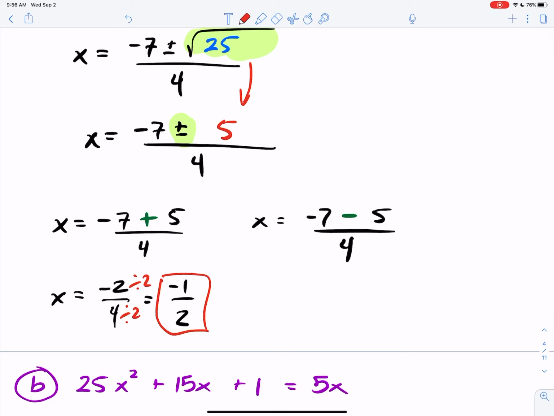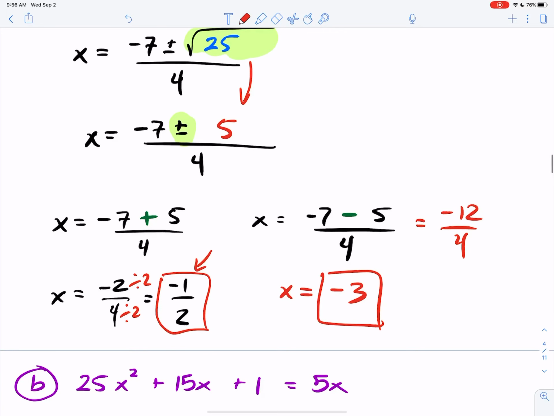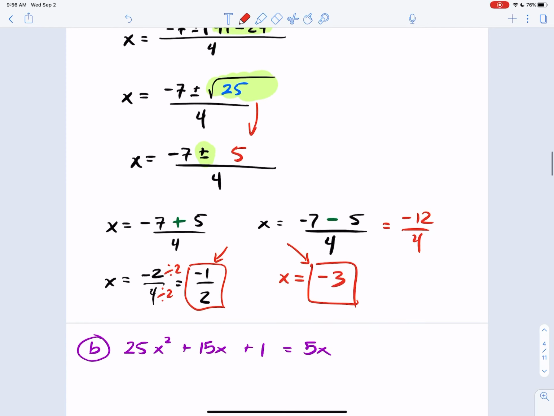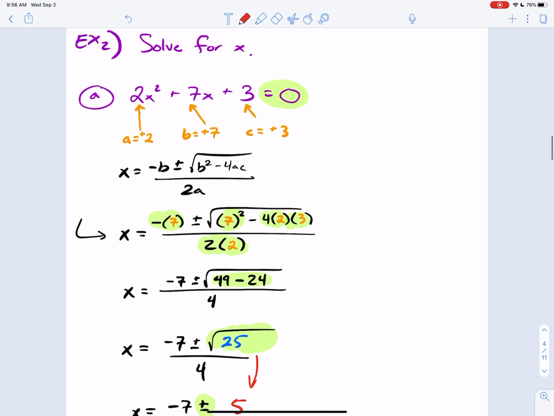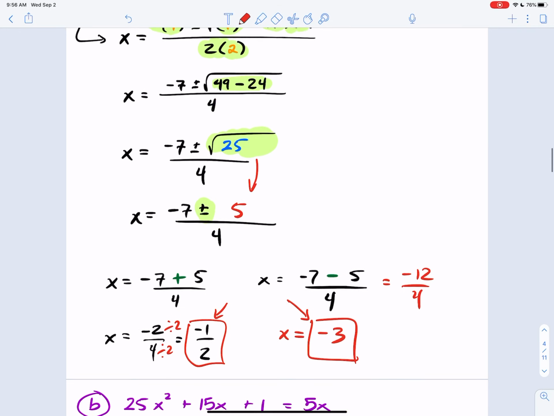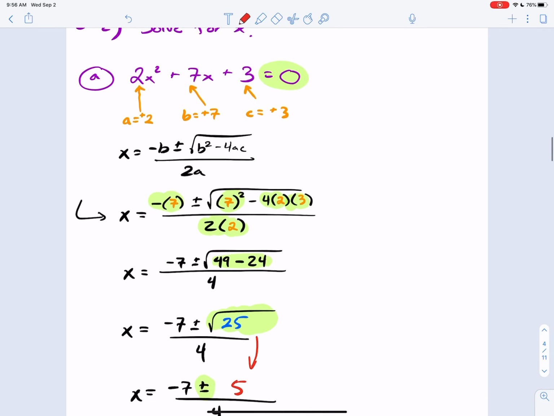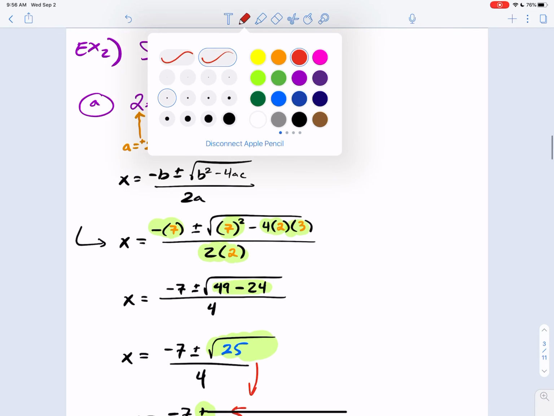Negative 7 minus 5, same signs we add, so that's negative 12 over 4. 4 could actually go into 12, so that's actually x equals negative 3. Here's your second solution. So here we have one solution, two solutions. All right, and that's it. So here's the thing. That's a lengthy process, right? Was there an easier way?